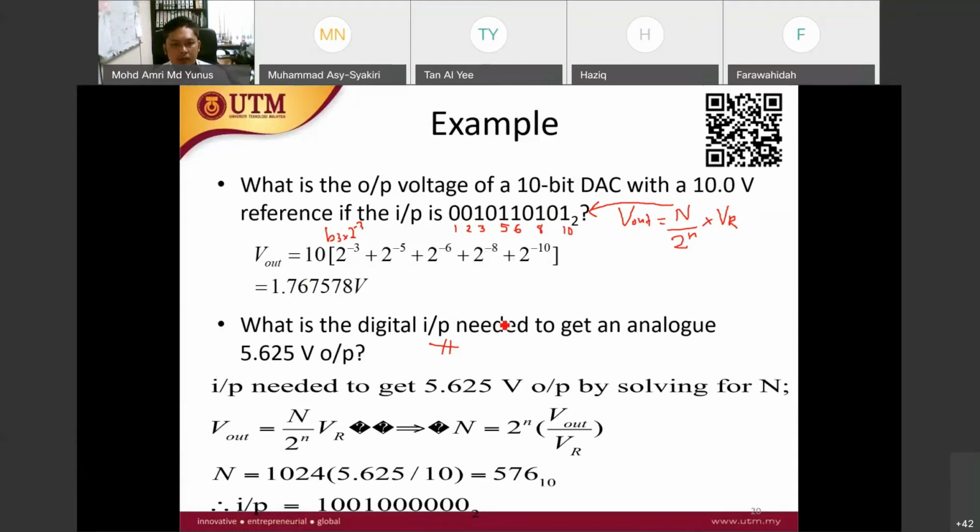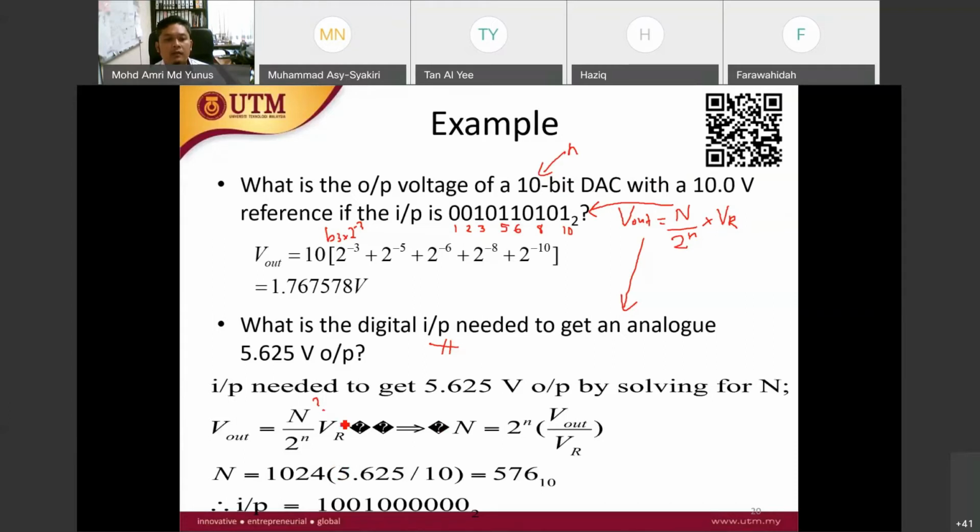The second question: what is the digital output? You can directly use this equation. Given the output, we don't know the digital value, but we know n, the total number of bit places, is 10, as given right here.